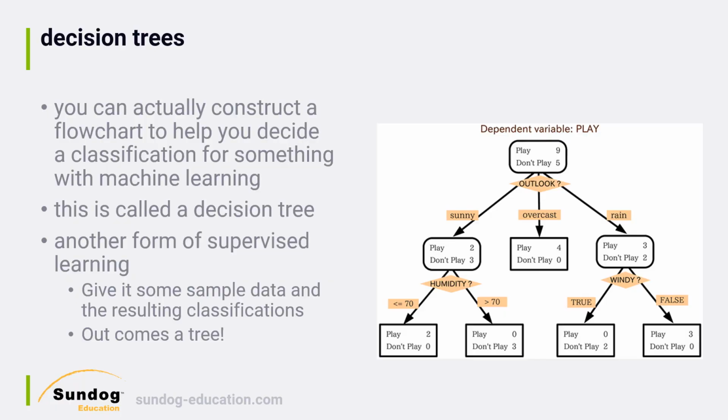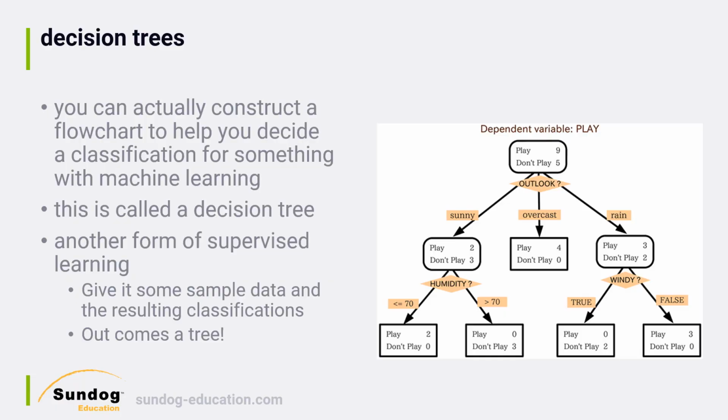The idea is that decision trees construct this flowchart automatically to help you decide a classification for something with a machine learning system. So this machine learning system is called a decision tree. It's what we call another form of supervised learning. Basically, all these machine learning systems are supervised, where you're giving it some sample data, and out come the resulting classifications. The output is this model that's given by a tree.